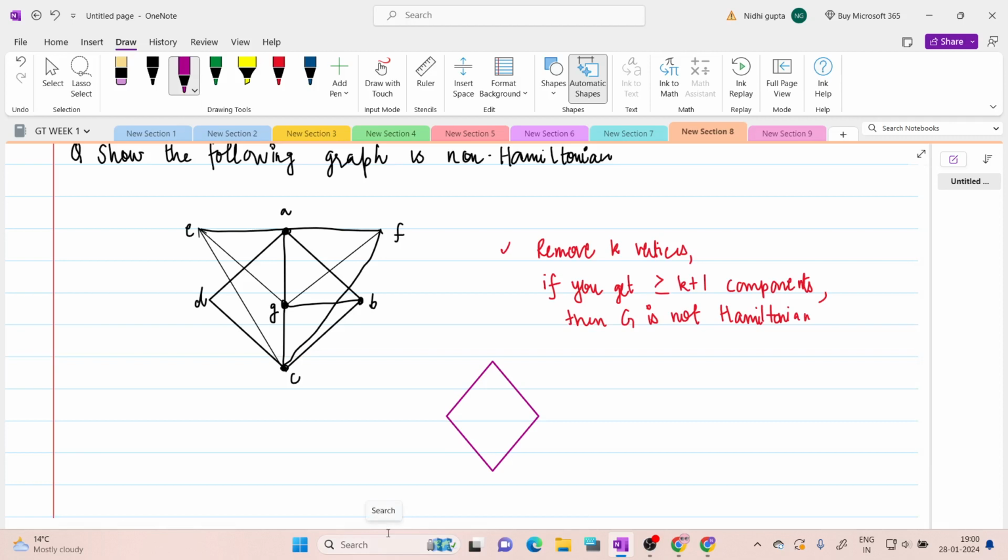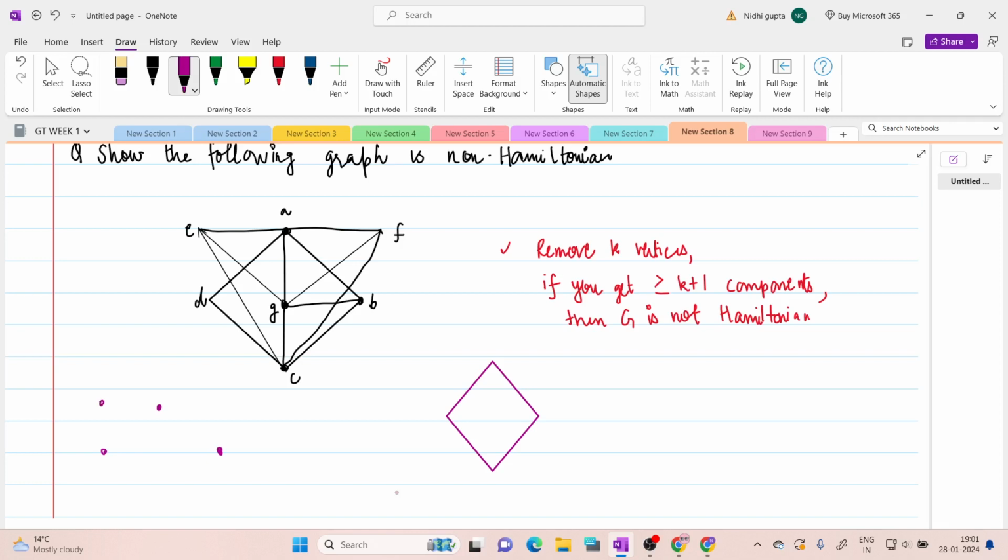Remove one more. G has the highest degree, and after G, the vertex C has the next higher degree. So if we remove G and C both, how many components are we getting? Actually it is very difficult to see from this figure. The figure is so complicated. Okay, let's see.